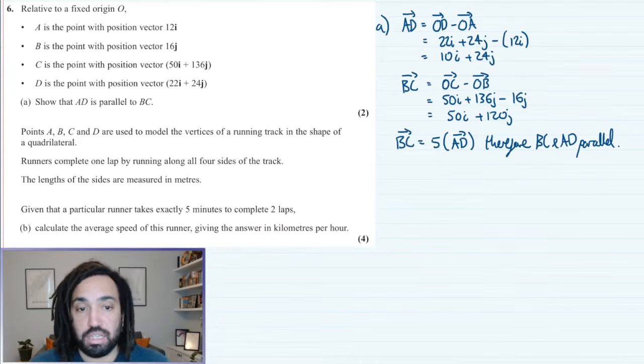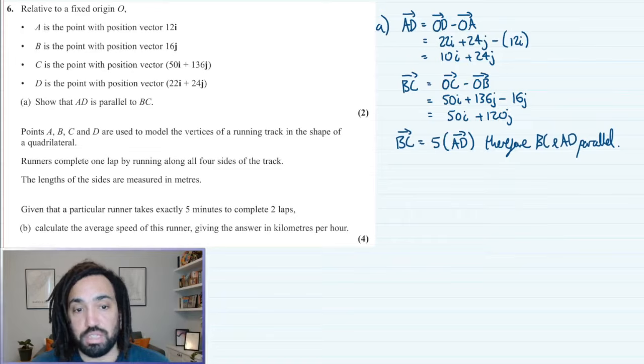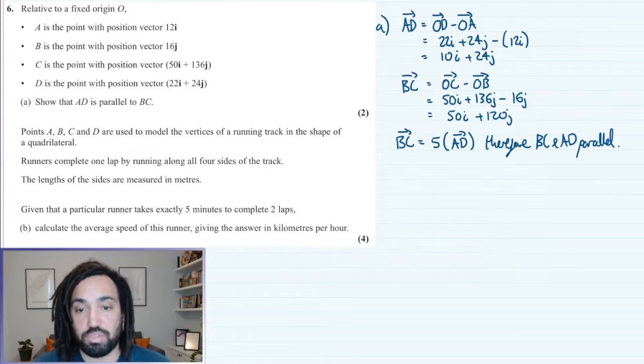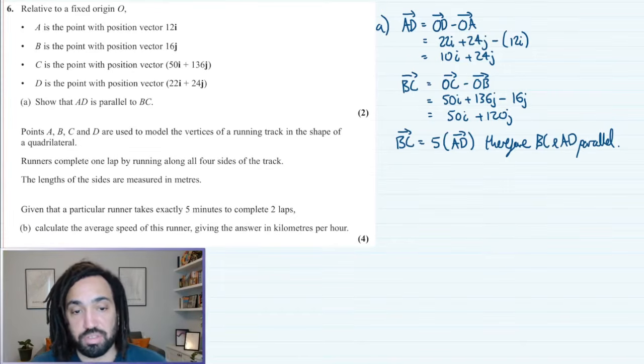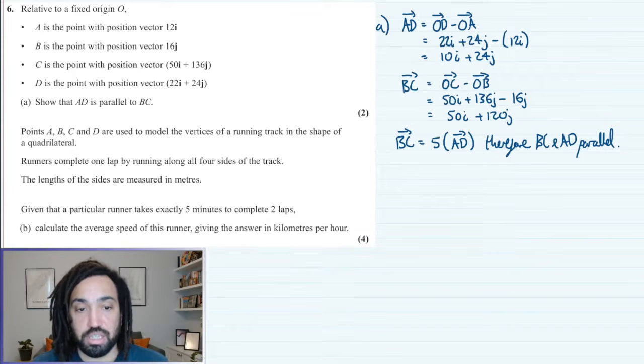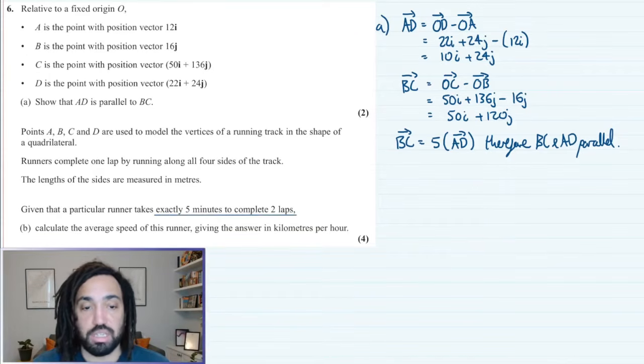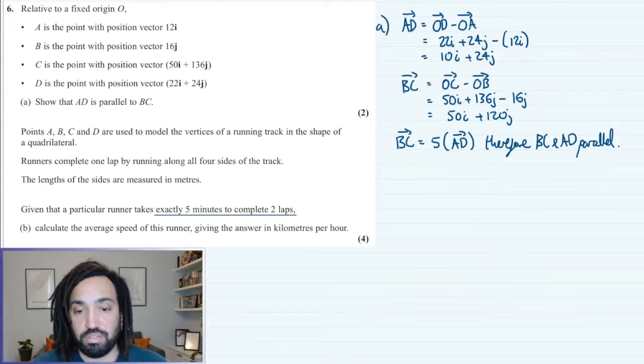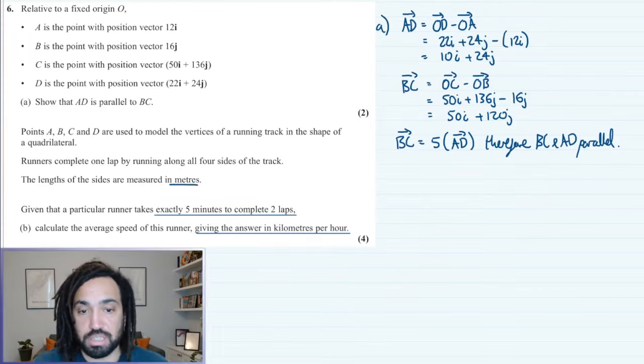Okay. Lovely. The points A, B, C and D are used to model the vertices of a running track in the shape of a quadrilateral. The runners complete one lap by running along all four sides of the track. The lengths of the sides are measured in meters. Given that a particular runner takes exactly 5 minutes to complete 2 laps, calculate the average speed of this runner, giving your answers in kilometers per hour, even though the sides are measured in meters.